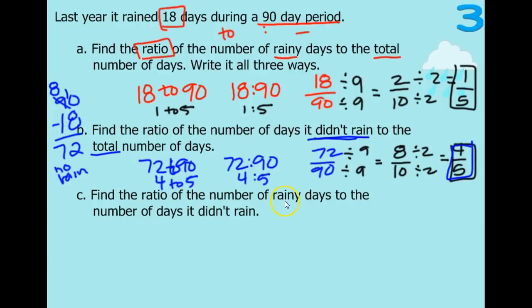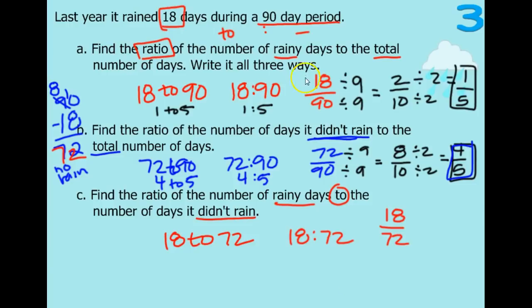Last one, find the ratio of the number of rainy days to the number of days it didn't rain. Well, it rained 18 days. To the number of days it didn't rain, we calculated that over here, that was 72. As a colon here, 18 to 72, and then 18 over 72. Well, 9 went into all those. 9 also goes into this number here. 18 divided by 9 is 2. 72 divided by 9 is 8. 2 eighths. And I can simplify that by dividing by 2 as well. And we get 1 over 4.